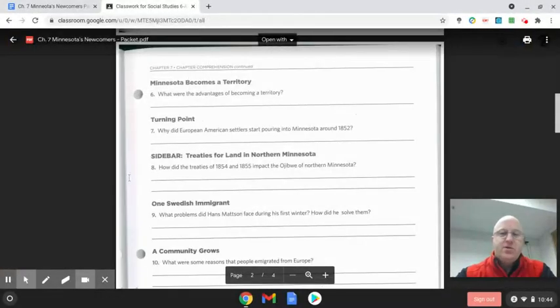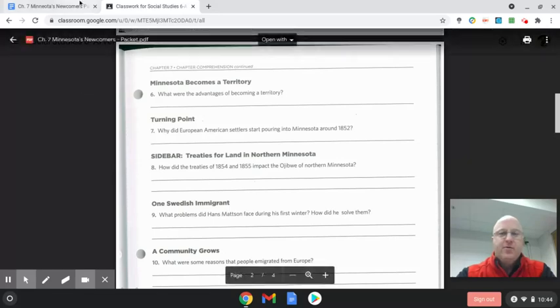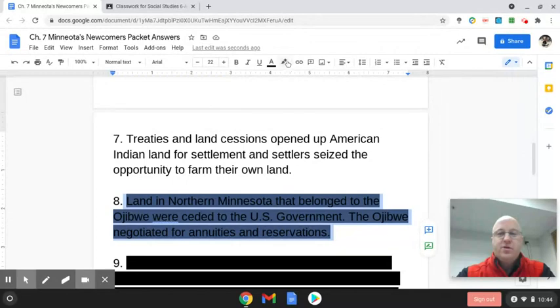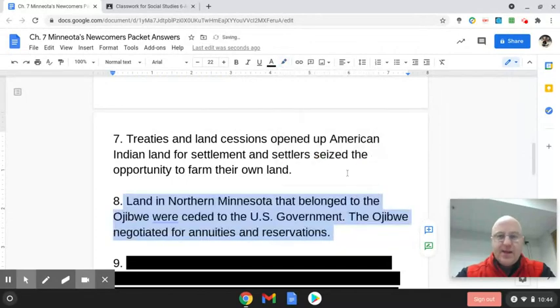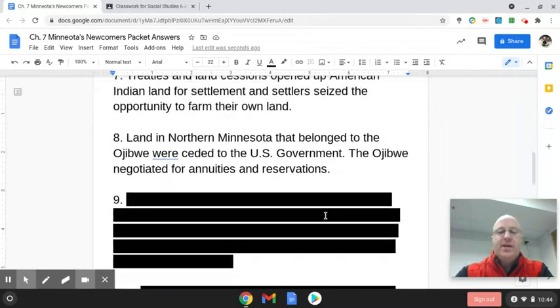Question number 8, how did the treaties of 1854 and 1855 impact the Ojibwe of northern Minnesota? So as more treaties are being signed, especially with the Ojibwe, land in northern Minnesota that belonged to the Ojibwe were ceded to the U.S. government. The Ojibwe negotiated for annuities and reservations. Just like we learned last chapter with the annuities, so that's that payment of food and money every year the government would give to the Ojibwe, and the Ojibwe are also given reservations to live on, so land that they could keep.